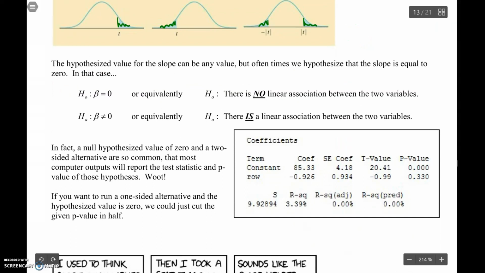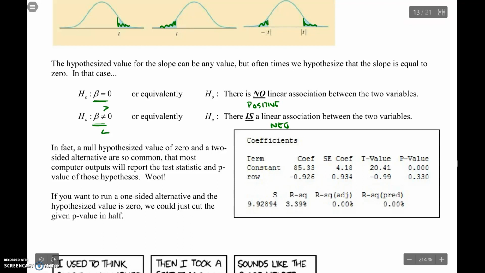The hypothesized value can be any value, but oftentimes, in fact in this class, it's always going to be 0. Why 0? What's special about 0? Well, if it's 0, then your null hypothesis is basically saying that there's no linear association. And if it's not 0, then you're saying there is a linear relationship. Or if it's greater than 0, you're saying there is a positive relationship. And if it's less than 0, then you're saying there is a negative relationship. Okay?